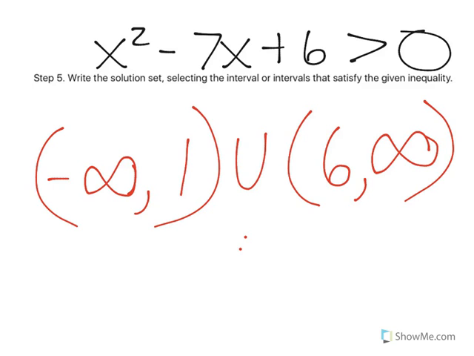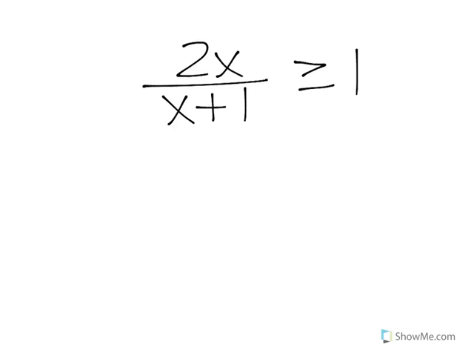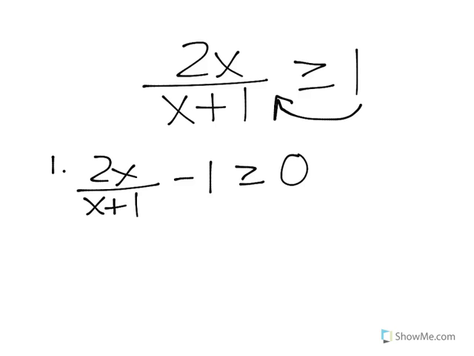Okay, let's do one more. Let me step back. 2x over x plus 1 greater than or equal to 1. So the first step here would be to bring the 1 over to this side. So we would say 2x over x plus 1 minus 1 greater than or equal to 0.